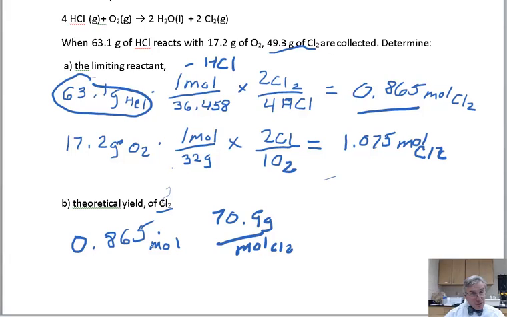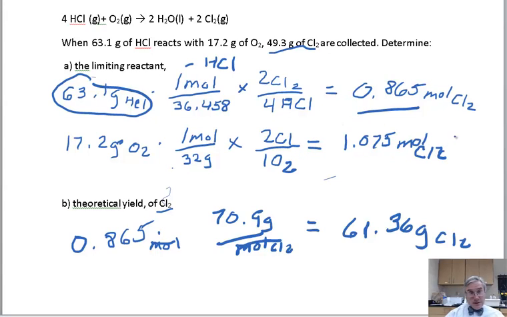So that means that moles are going to cancel out. Sorry, pause there for a second. Moles are going to cancel out, and we will get 61.36 grams of Cl2 from that. Okay, so that's our theoretical yield. And that's the answer to part B.